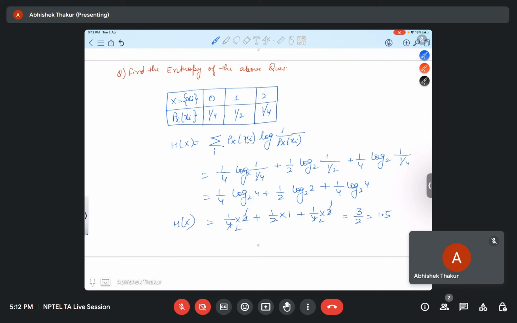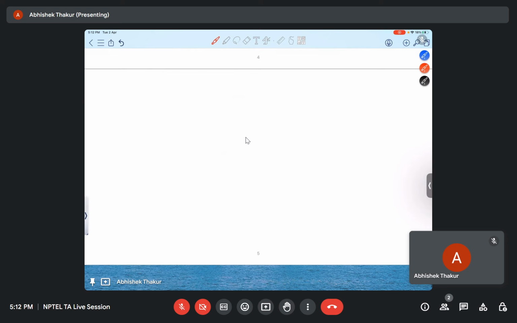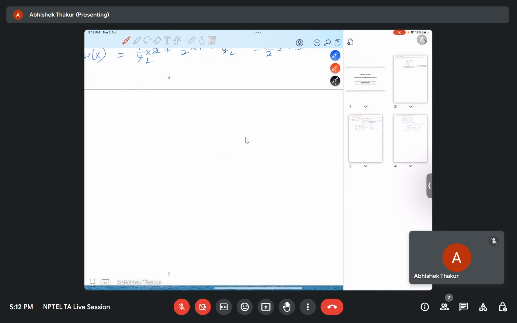To find the entropy of a random variable, values possible for the random variable should not be repeated. Okay. So now we'll move on to the next question.